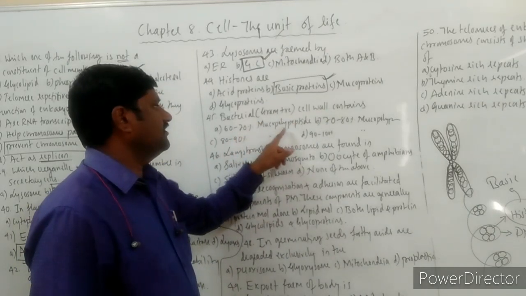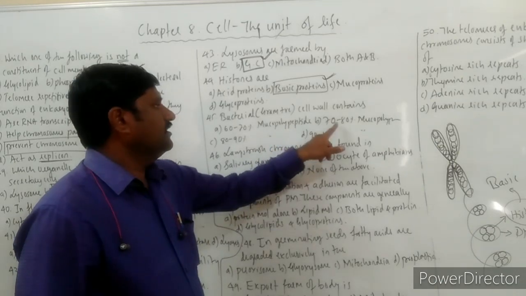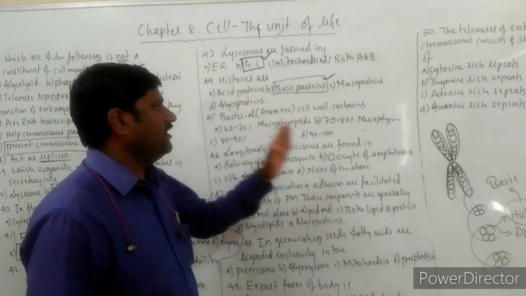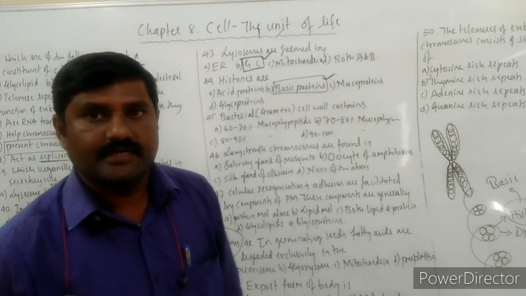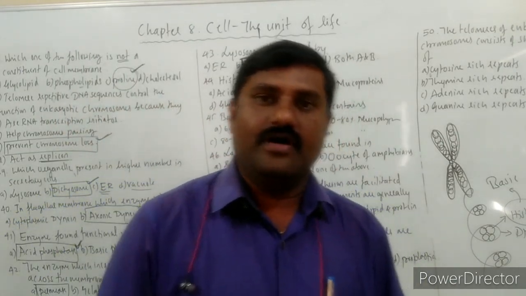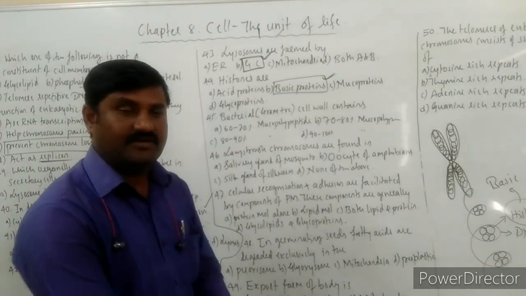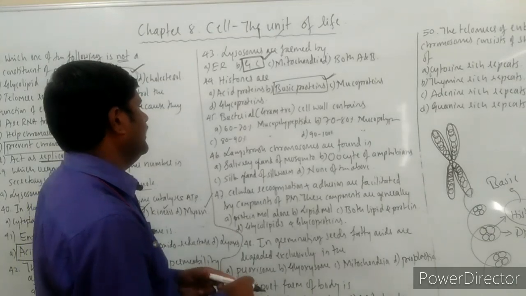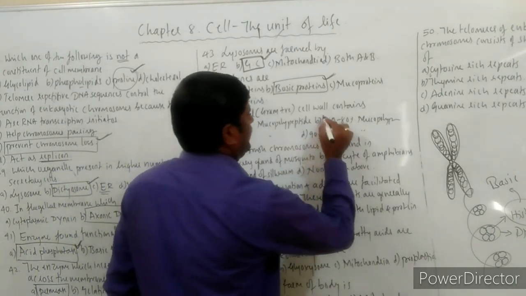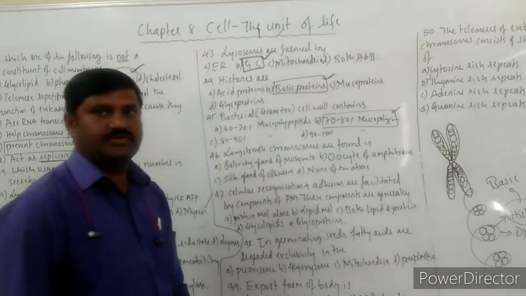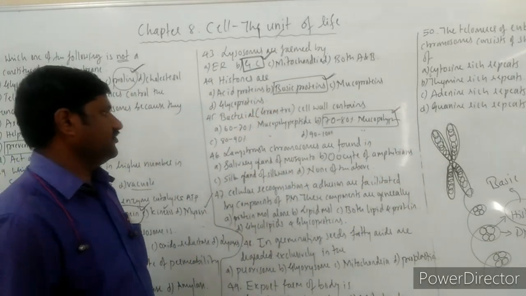60 to 70% of mucopolypeptide, 70 to 80% of mucopolypeptide, 80 to 90, 90 to 100%. Right? So here the cell wall is made up of mucopolypeptide, of course, but what the percentage is, is very important here. So it contains about 70 to 80% of mucopolypeptide. That is the right answer for this question.